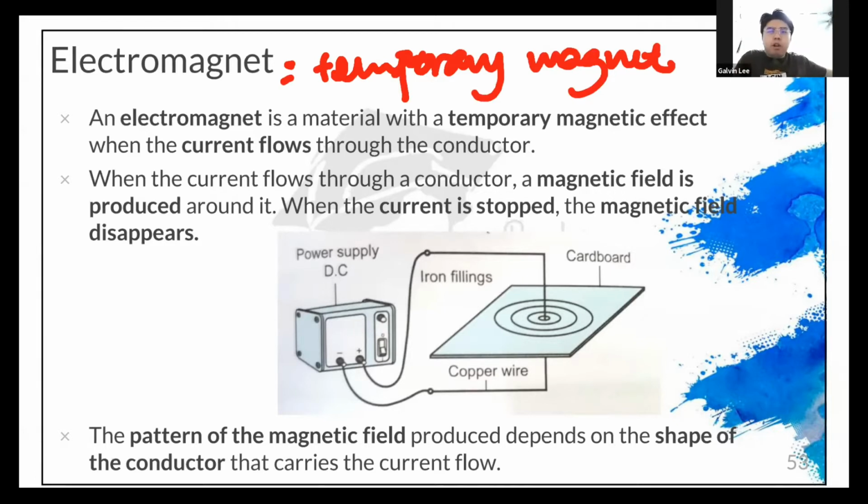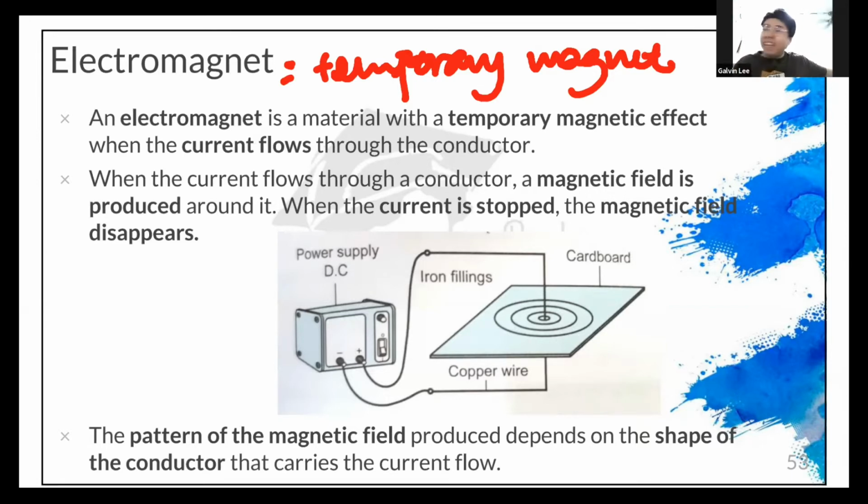It can be controlled by using electricity. When I turn on the electricity, I turn on the magnet. When I turn off the electricity, I turn off the magnet. So it is a magnet which has a temporary magnetic effect. What is magnetic effect? Attraction and repulsion. It is a temporary magnet which can attract and repel whenever there is current flowing through a conductor. So we must have a conductor. A conductor can be a wire or whatever.